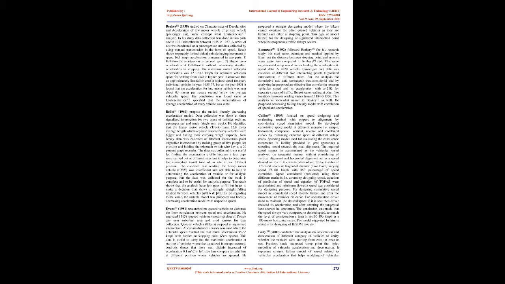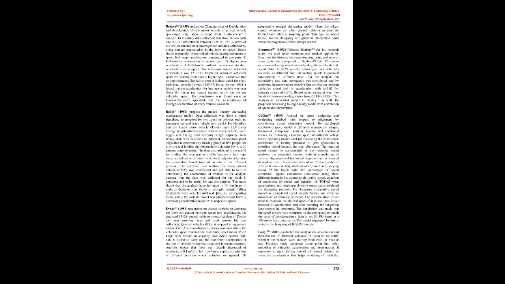This data is useful to carry out the maximum acceleration at the starting of vehicles where the signalized intersection occurred. Analysis shows that there was a slight increase of acceleration, 0.1 m/s2, in the left side lane compared to the right lane at different positions where vehicles are queued. He proposed a straight decreasing model where the bikers cannot overtake the other queued vehicles as they are behind each other at the stopping point. This type of model helped for the designing of signalized intersection points where heterogeneous traffic always occurs.